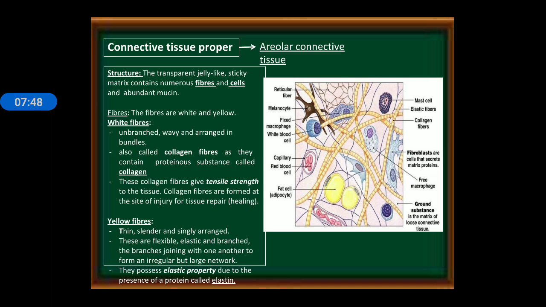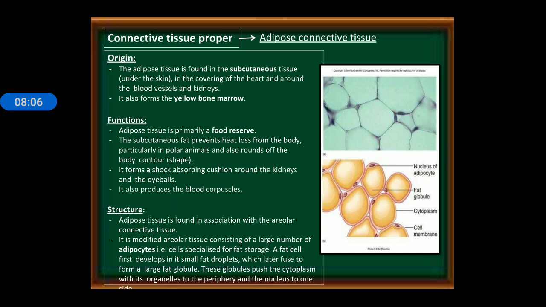White fibers are unbranched, and they also contain collagen fibers, and these collagen fibers give tensile strength to the tissue. Next is yellow fiber. They are thin, slender and singly arranged. These are flexible, elastic and branched. Next is adipose connective tissue.